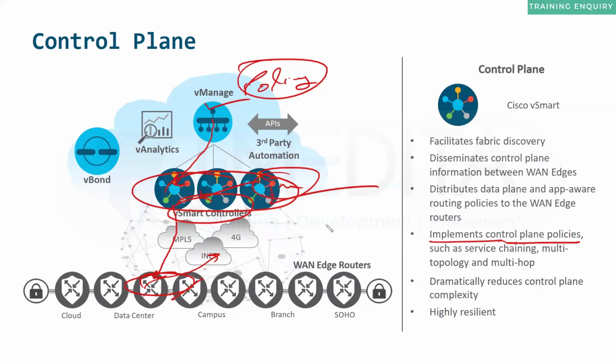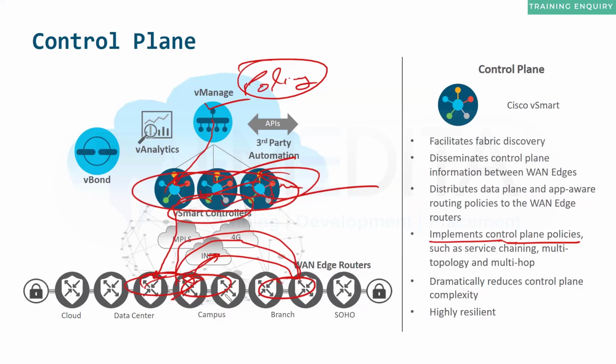Like for example, you have two different transports from a branch to reach your campus. You might reach your campus from the branch using internet, using MPLS, using 4G. Now you want to prefer one of them. So that kind of policy can be built on vSmart controllers. Those policies will be implemented by vSmart controllers, and then that information will be given to the WAN edge router by the vSmart. Hey, this is the best path for you to reach campus, right? So those policies, like route filtering and path manipulation, will be implemented by vSmart.